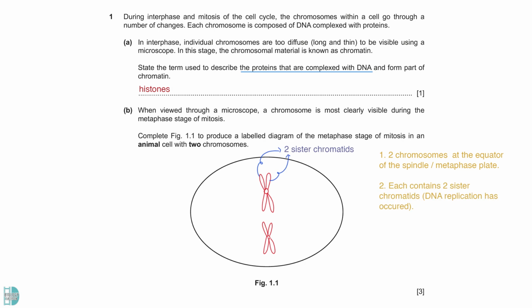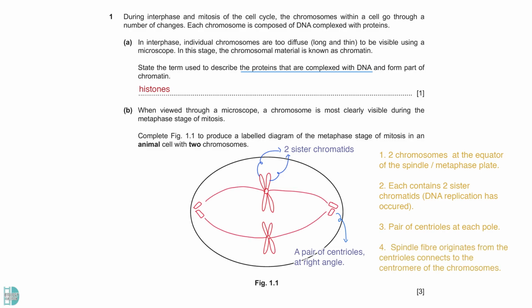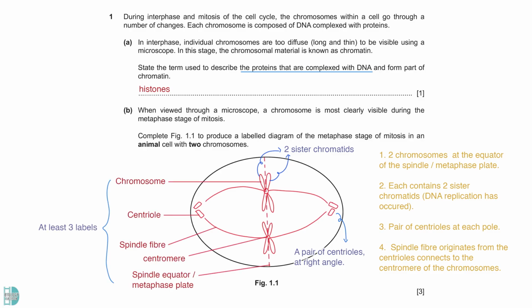Each contains 2 sister chromatids as DNA replication occurs during the interphase. There will be 2 pairs of centrioles at the poles. Spindle fiber originates from the centrioles, connects to the centromere of the chromosomes. You have to label at least 3 structures to get the mark for labels.